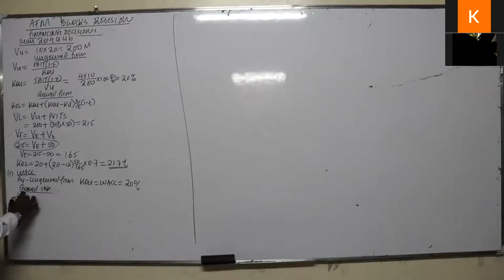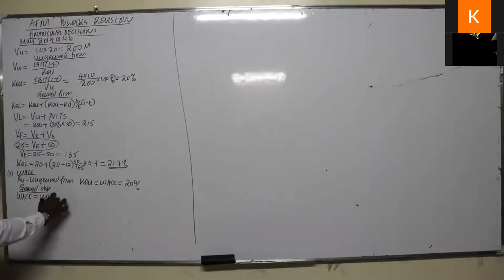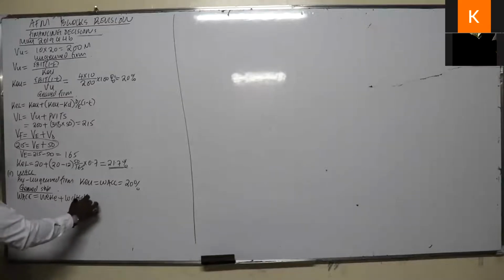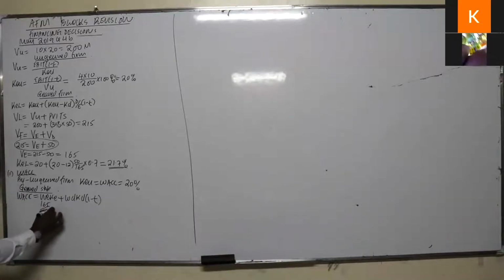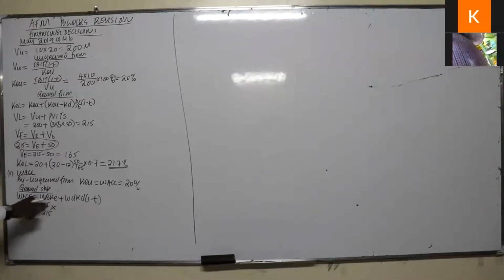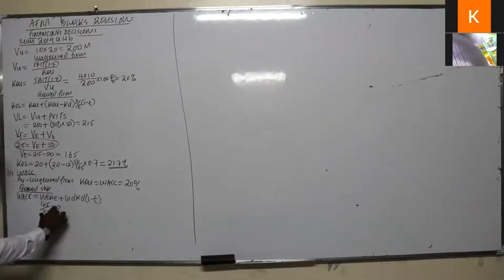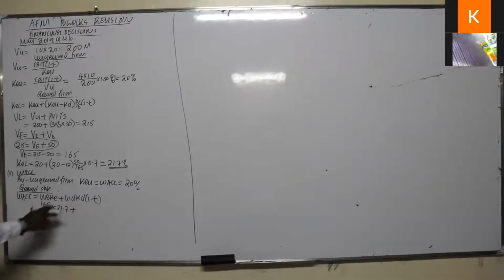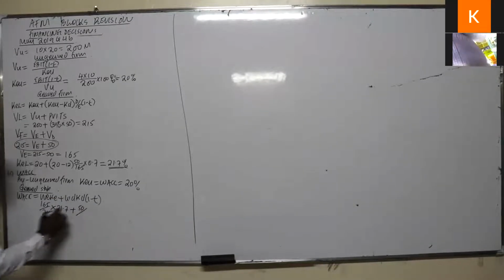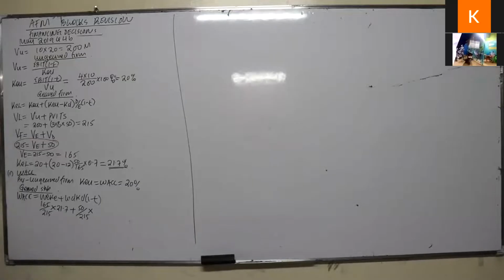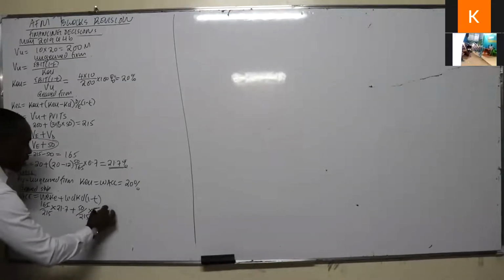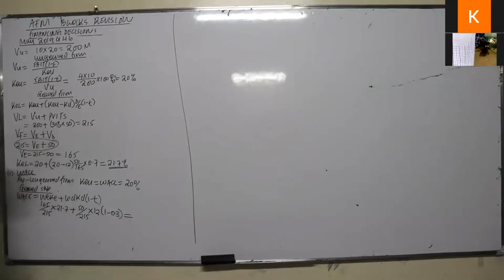We need to get WACC. Weight of equity times cost of equity, plus weight of the debt times cost of the debt times 1 minus T. Weight of equity, the value of the equity is 165. So you take 165, you divide by the value of the firm, which is 215. You multiply by the cost of equity, and the cost of equity of the levered firm we have is 21.7. Weight of the debt is 50 million. You divide by the total value of the firm, which is 215. You multiply by the cost of the debt, and the cost of the debt was 12%, times 1 minus T. Give me the answer.